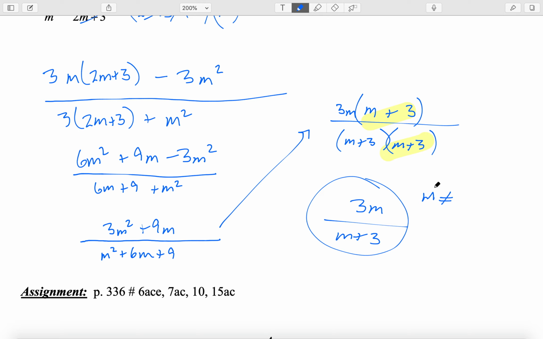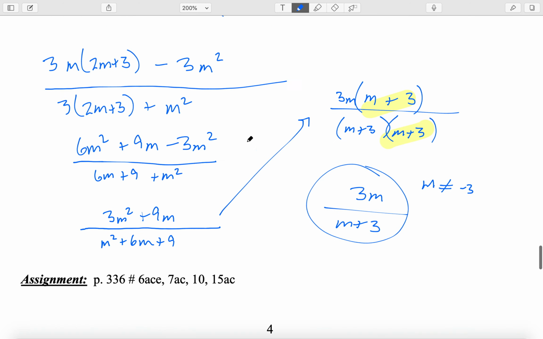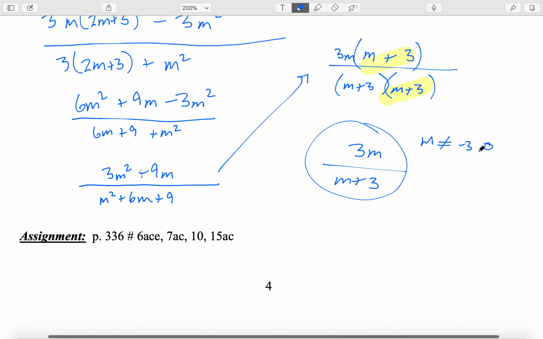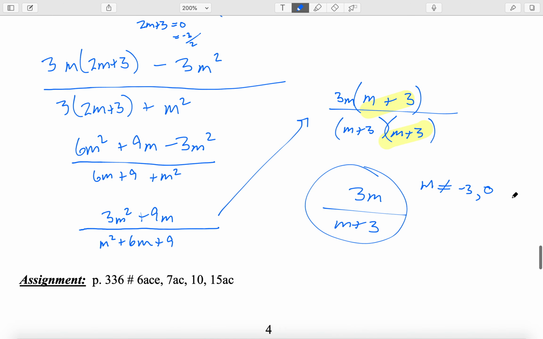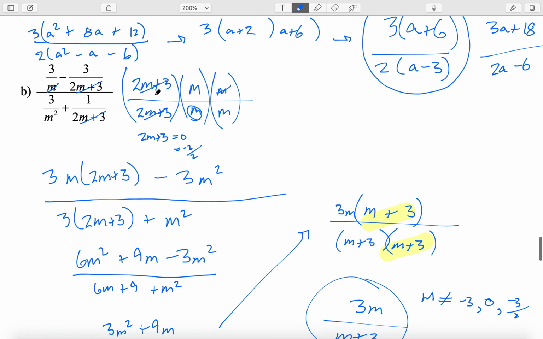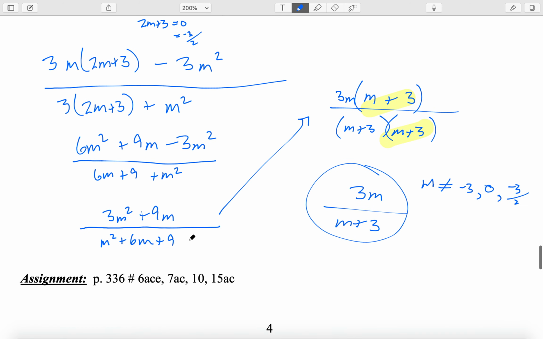Okay, what is m not equal to? Well, obviously minus 3. It's in the denominator. What else? m is 0. That's a restriction right there. 0. And what about this one? If I set 2m plus 3 equal to 0, I'm going to get negative 3, and I'm going to divide by 2. So negative 3 on 2, so negative 1.5. That's also a restriction. Yeah, because of those ones, and those ones.